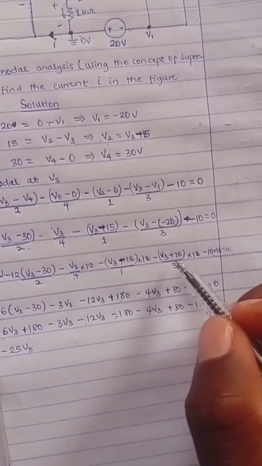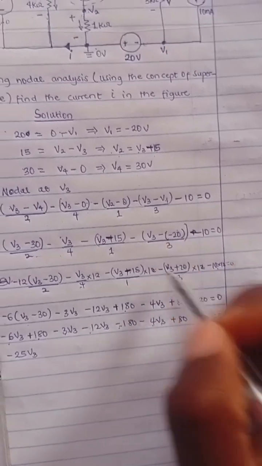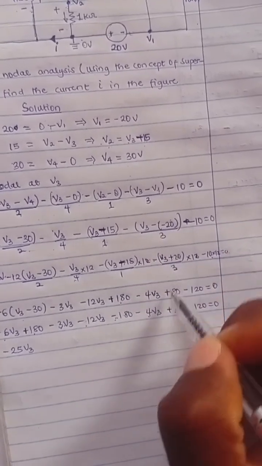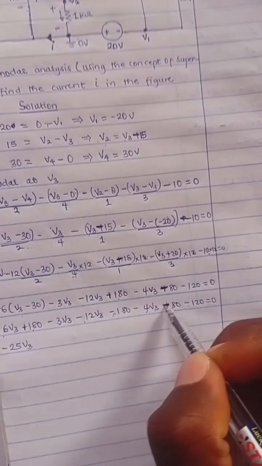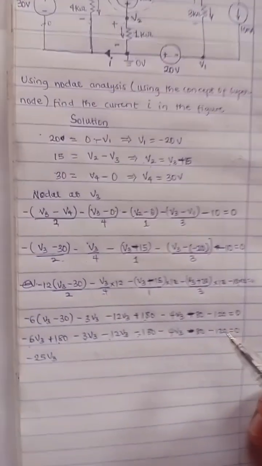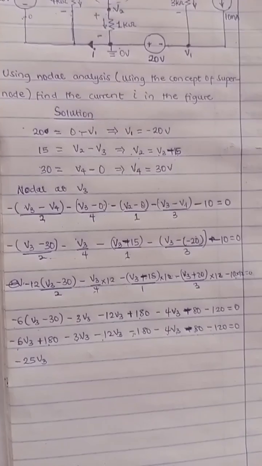Then similarly, I made a mistake here. So if you open these brackets, the minus should affect both of them. So here should carry a minus, and here should carry a minus. So these are the little mistakes I made. So I'm sorry for that.